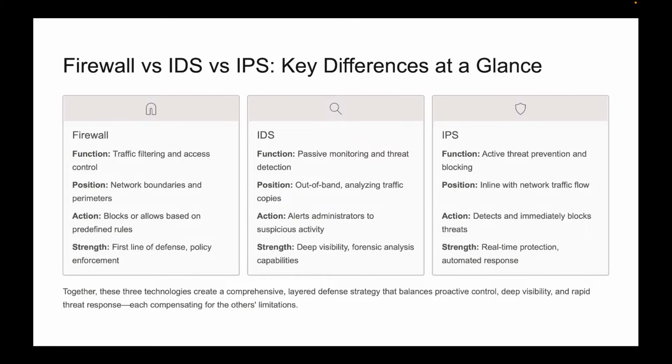So what is the firewall action? Firewall action is like block and allow based on predefined rules. But the detection system will generate alerts and send them to the security guards. But what does the prevention system do? They will detect and immediately block the whole process. So for the strengths, firewall is like a first line of defense. Detection is like deep visibility, forensic persons. The prevention is like real-time protection. Immediately they will act. That is one of the strengths of the prevention system. So together, these three layers will protect the network with more and more safeguards.